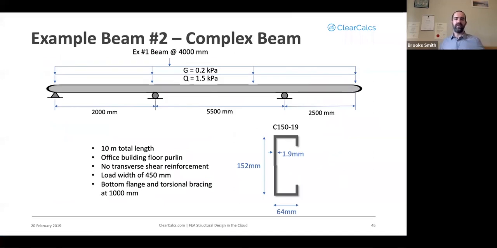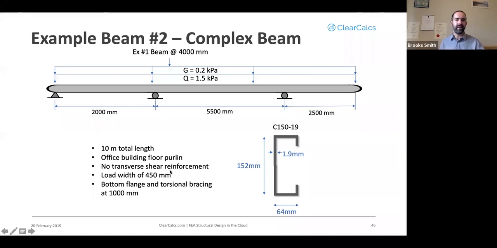And for our second example, we'll have a more complex beam here. We'll have multiple supports, still keep them as pin supports, but we'll have the same loading, 0.2 and 1.5 kilopascals for permanent imposed loads. But we'll apply that over the full length of the beam. So the total length of the beam will make 10 meters, with 2 meters between the first 2 supports and 5.5 meters between the second 2 supports. That leaves us with a 2.5 meter cantilever at the end.